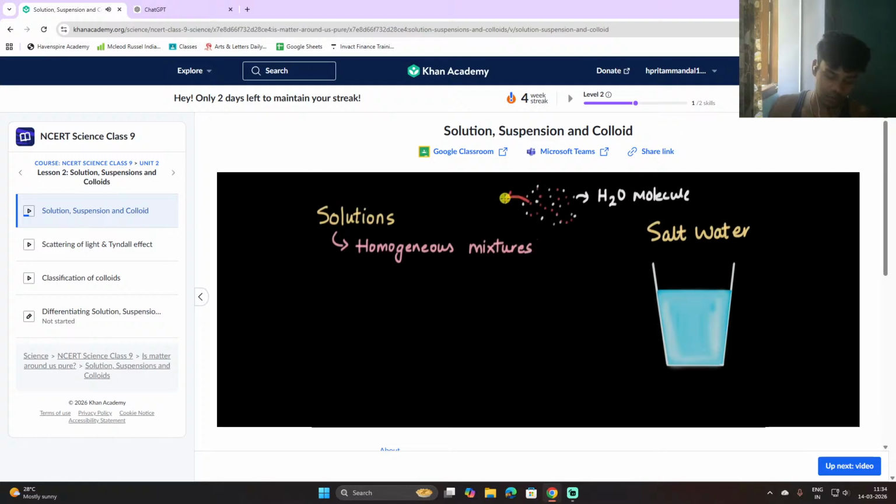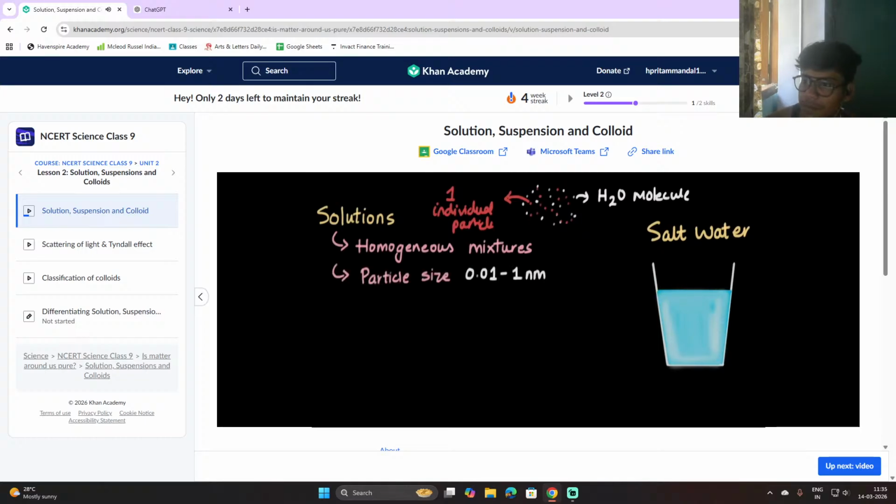So this is one individual particle or ion of a salt, one individual particle of, let's say, NaCl, right? Each particle of NaCl, of salt, is taking up the space between the water particles. So that is what it means when we say something is dissolved in something else, in this case salt into water. So this is the first characteristic of solutions.